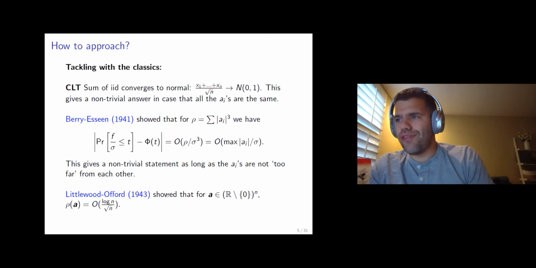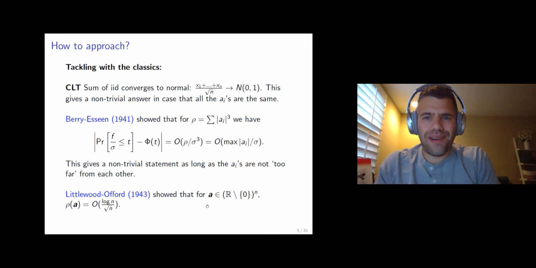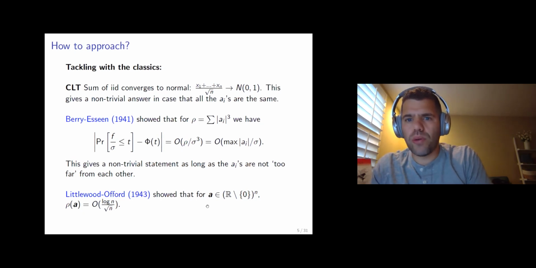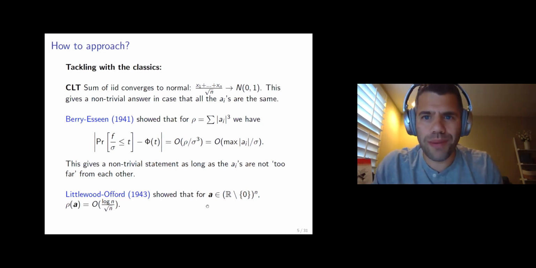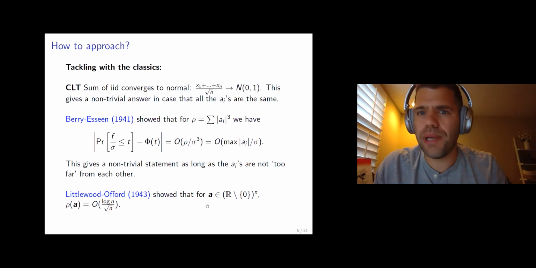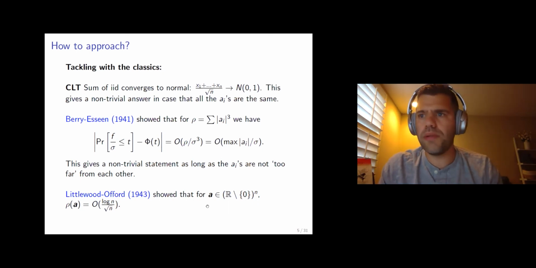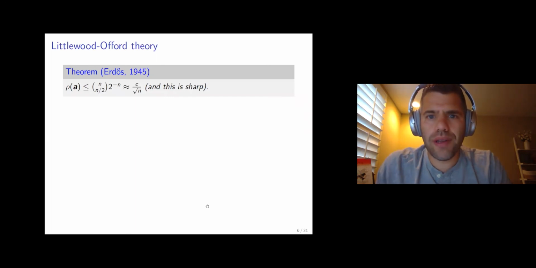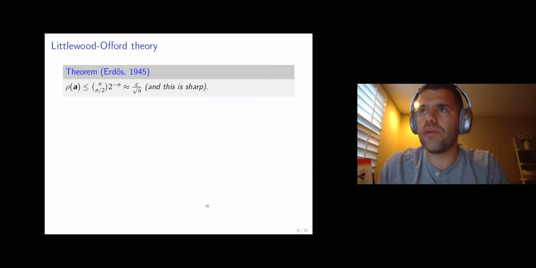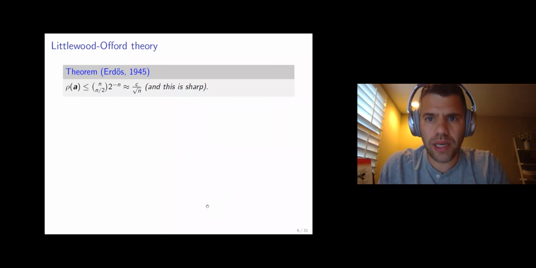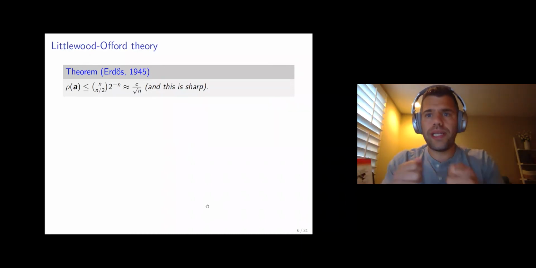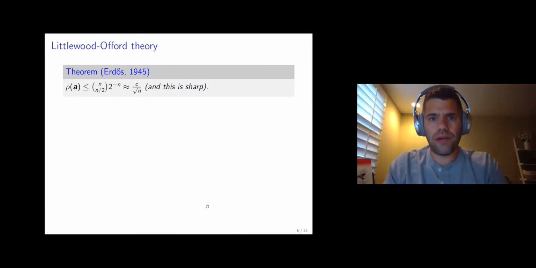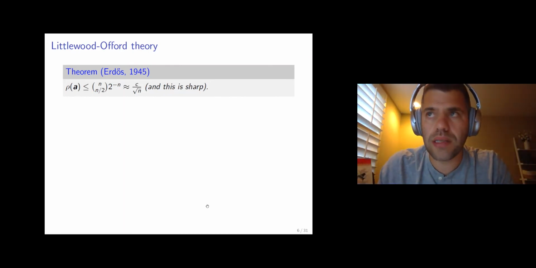So Littlewood and Offord gave an almost optimal answer. When I say optimal, again, we can interpret the word optimal in many ways here, and we'll talk about it a little bit more. And shortly after, Erdős came with a beautiful proof, and he showed that the atom probability is at most n choose n over 2 times 2 to the minus n. And this is tight because we can take A to be the all-ones vector, and we've already seen that this is the answer for this vector.